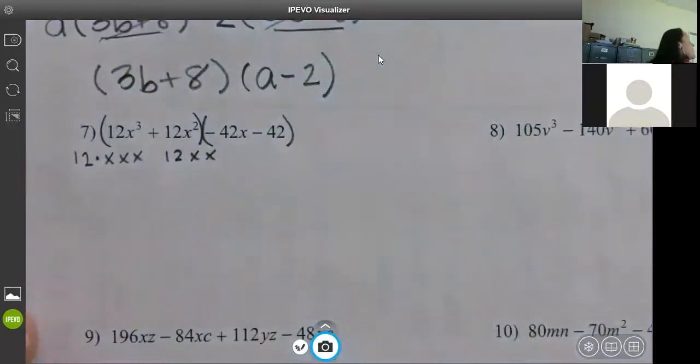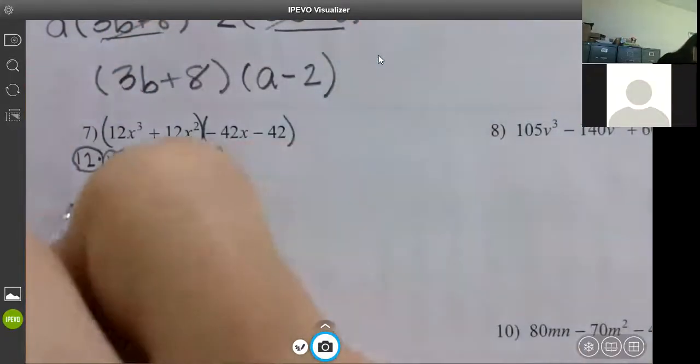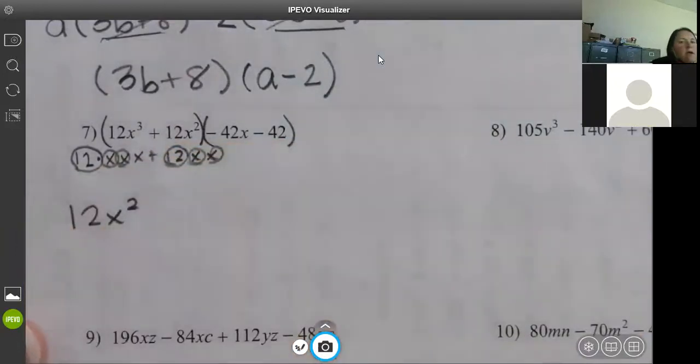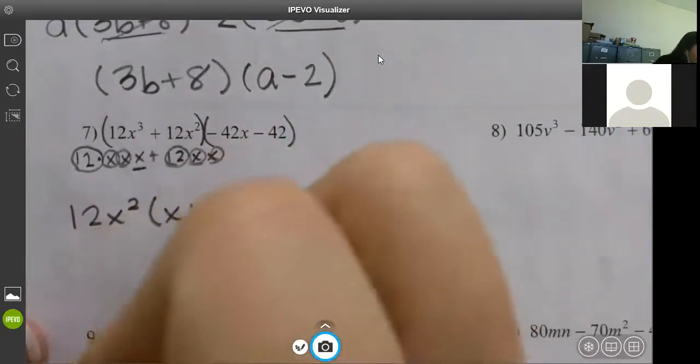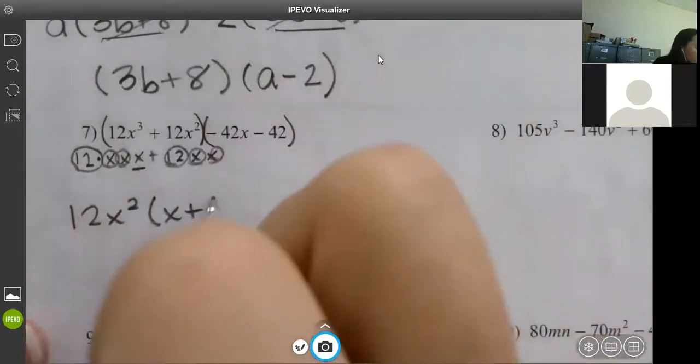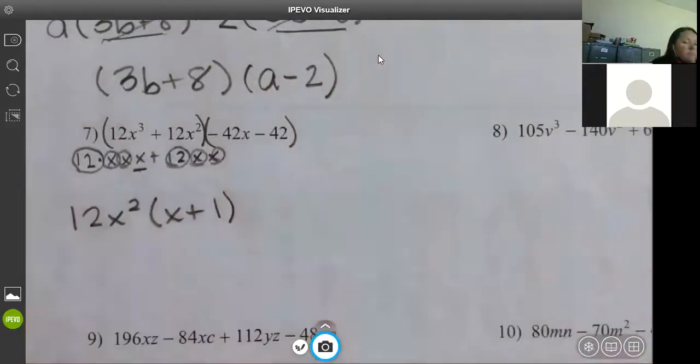Here's what I'm getting at. If they both have 12, don't break it down. Don't break it down if you already have it, okay? So they have a 12 and 2 x's in common. So 12x squared. What did that leave me with? In the first one, I have an x. I have a plus, and what happens when I circle everything? A 1.